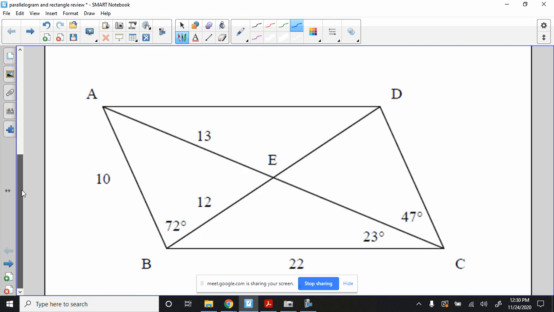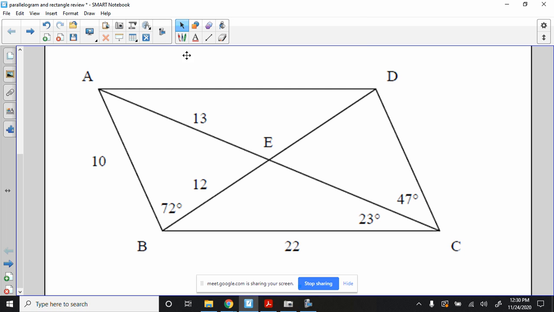So let's take a look at all this mess here, and we can use this information. Let me show you how to use the information to find everything you need. Let's start with opposite sides. AB is 10, DC is 10. Opposite sides are equal, so that would make BC and AD equal. This would be 22 as well.